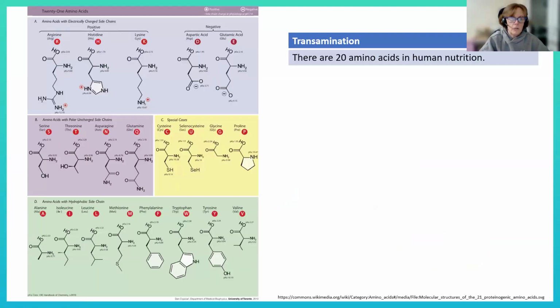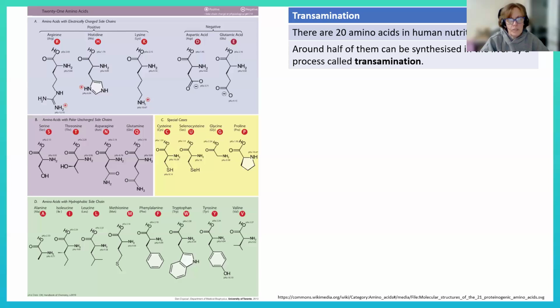So there are 20 amino acids in human nutrition, or possibly 21. And if we have a look at them here, you can see this NH2 group, NH2, NH2, NH2, NH2. Don't worry too much about the structure of these. But what's important is you can see that all of these amino acids have got this NH2.